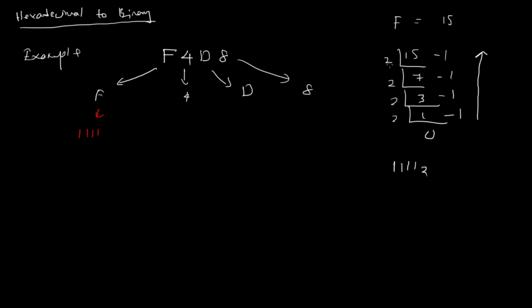You can do the long division, or if you know this value, you may write 0, this is 2, this is 4, and 0. Same goes to this one. We know A is 10, B is 11, C is 12, D is 13.